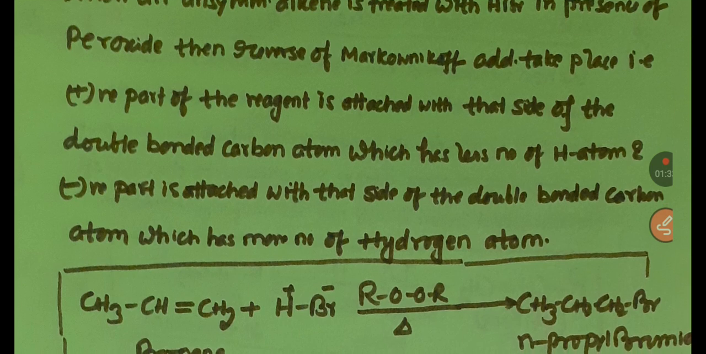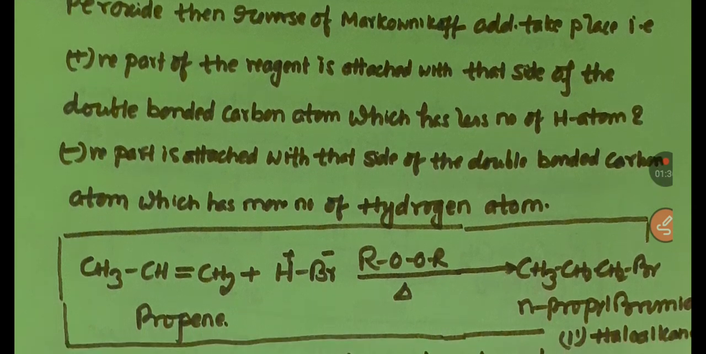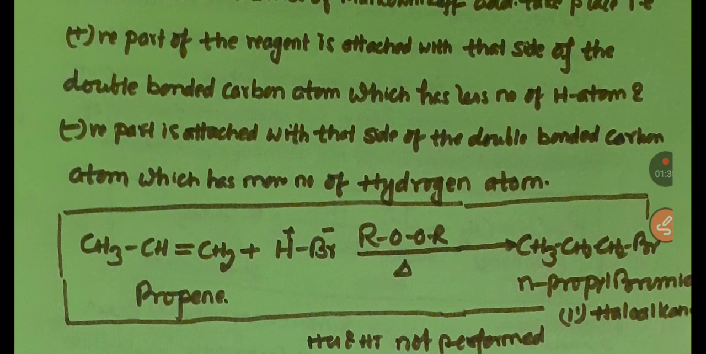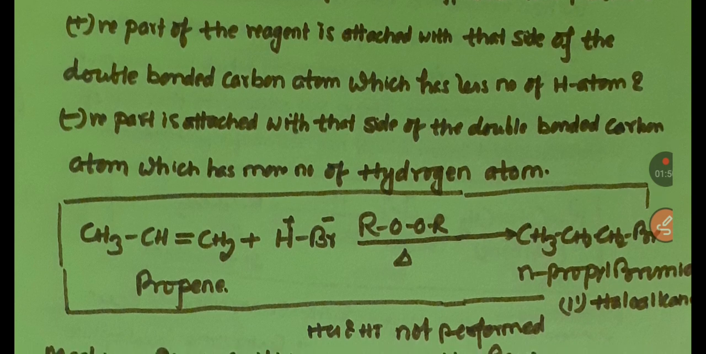Now see the example on your screen. The reaction is CH3CH=CH2. It is an example of an unsymmetrical alkene. It treats with HBr in presence of peroxide to form n-propyl bromide. The positive part of HBr, that is the H part, is attached to the left side of the double bonded carbon atom, and the Br part, that is the negative part, is attached to the right side of the double bonded carbon atom. This results in the formation of n-propyl bromide, a 1 degree haloalkane.